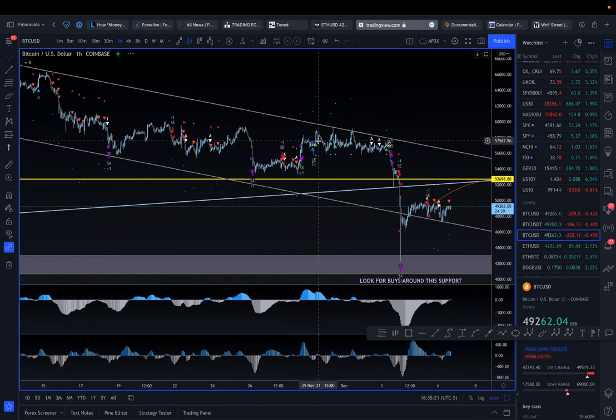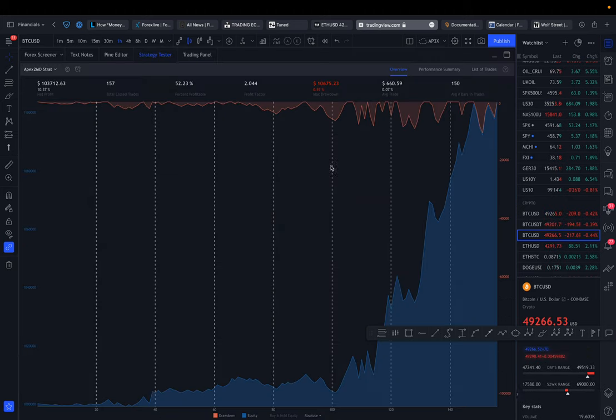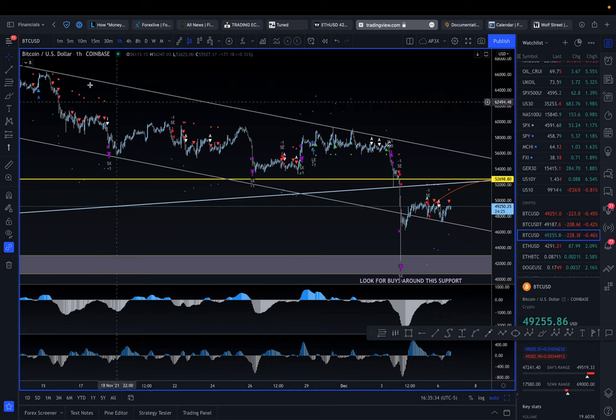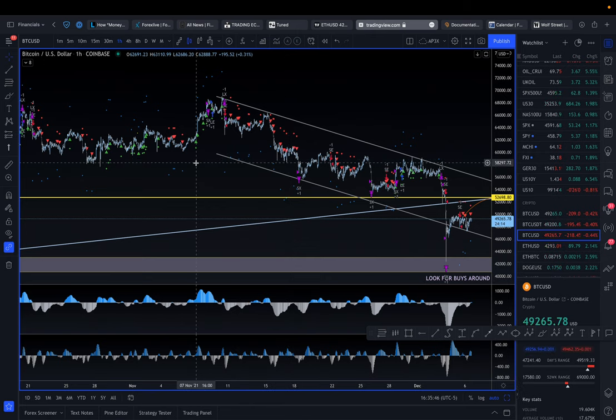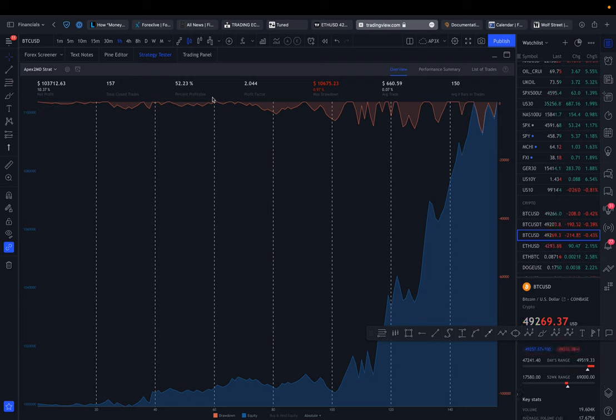Because for example, if you find a working strategy, you can see right away on the back test here, strategy tester, how it performs. For example, this is a 1 hour Bitcoin, let me turn off the apex trend too. So this is a 1 hour strategy tester for Bitcoin, and as you can see, profit factor 2 to 1.